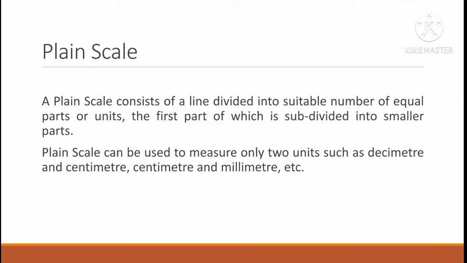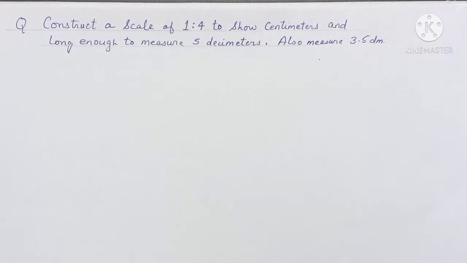A plane scale consists of a line divided into a suitable number of equal parts or units, the first part of which is subdivided into smaller parts. Plane scale can be used to measure only two units, such as decimeter and centimeter, or centimeter and millimeter, etc. We will practice plane scale today. For this, we take a question.